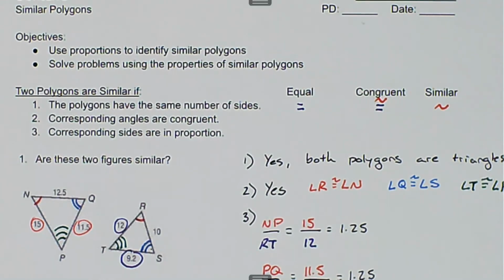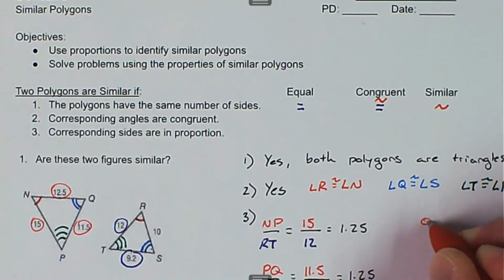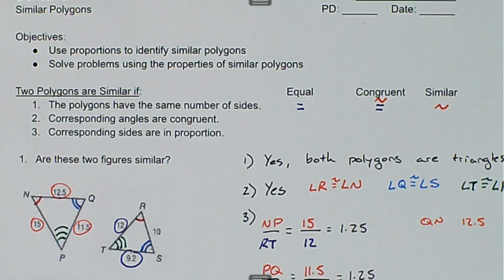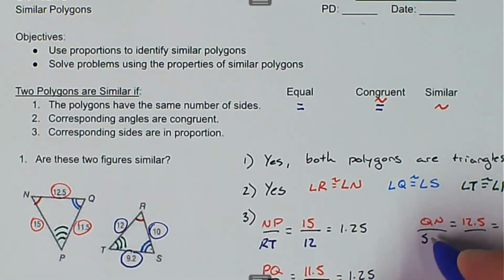And then the next one that we can check, our last side, is QN. And that's going to be 12.5. So QN is going to be to SR. And that is going to be 10. And that is also 1.25.